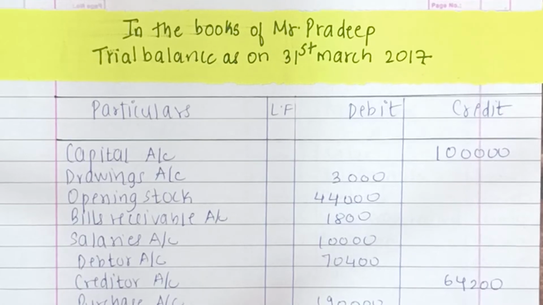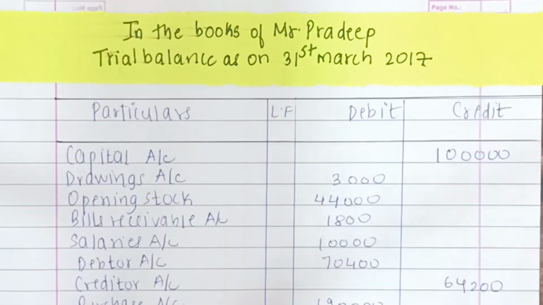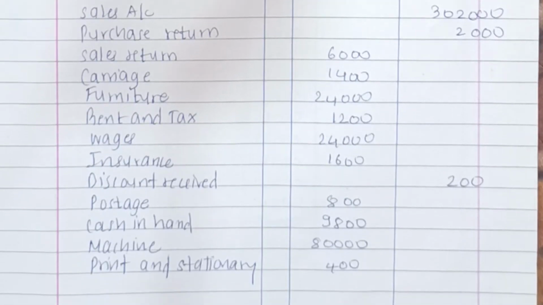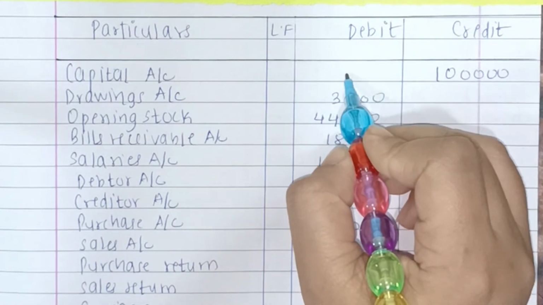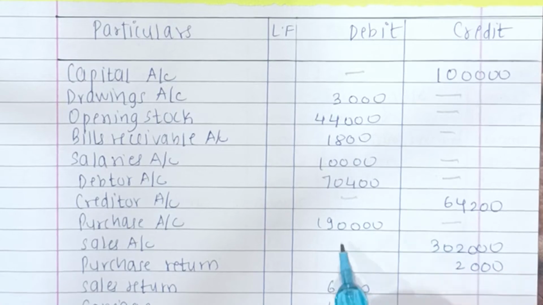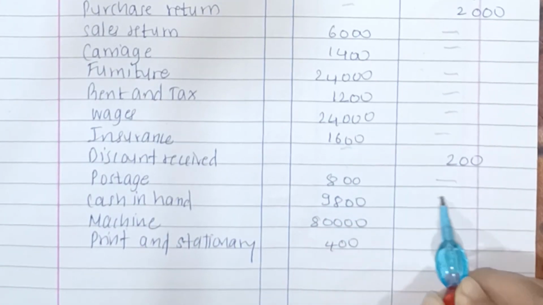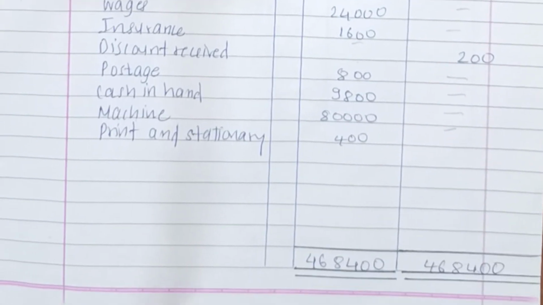Okay, so students, here as you all can see, I have recorded all the amounts on the debit and the credit side as they appear. So we have prepared it in this format, that is particulars, LF, debit and credit. So all those items which come on the debit side, put them on the debit side, and all those which come on the credit side, you put them on the credit side. You can fill in the places by just marking or putting a dash on the sides where no amount has been written.